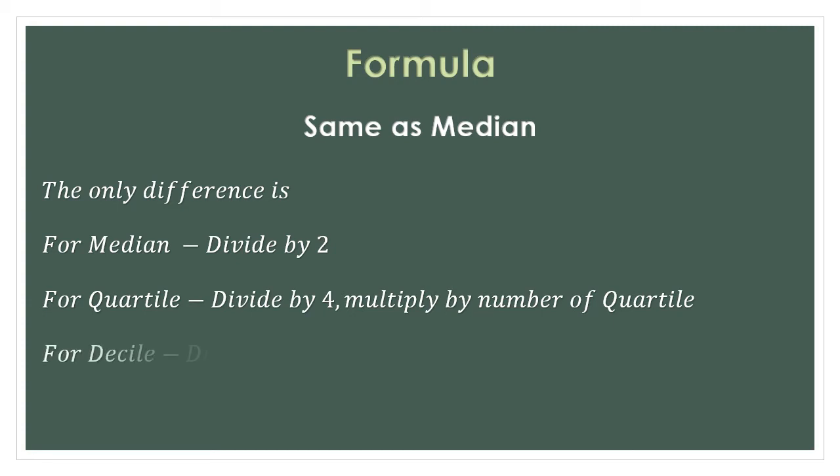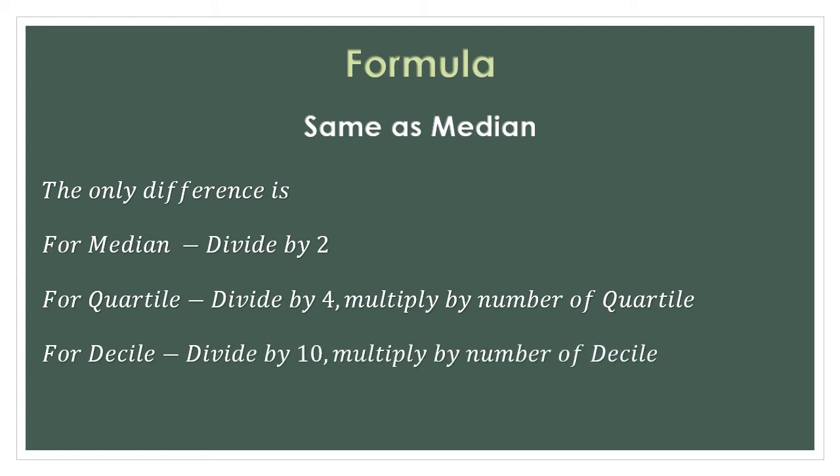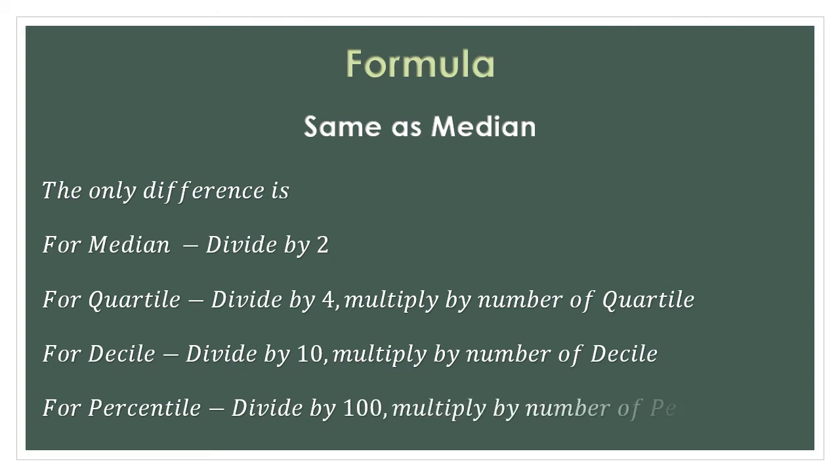Similarly for decile, because it divides the data into 10 equal parts, divide by 10 and multiply by the number of the decile. So n plus 1 or n observations will be divided by 10 and multiplied by 1 if it is the first decile, by 2 if it is the second decile, and so on. Similarly for percentile, divide by 100 and multiply with the number of the percentile.